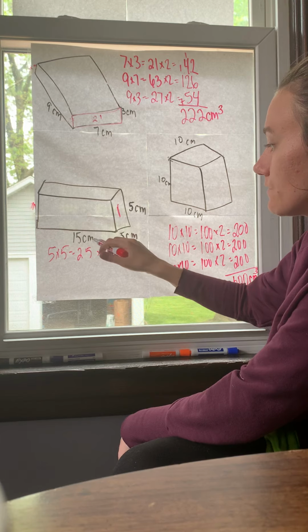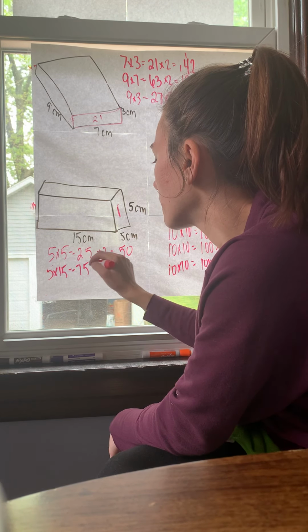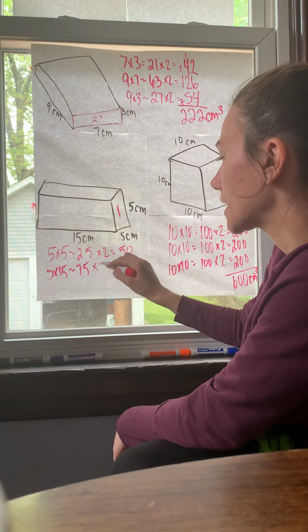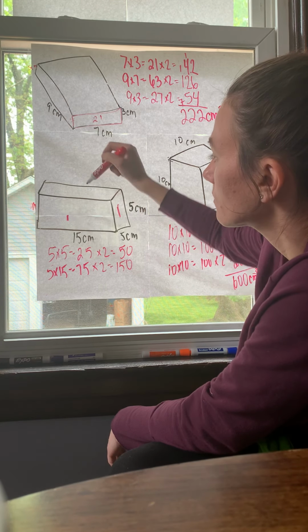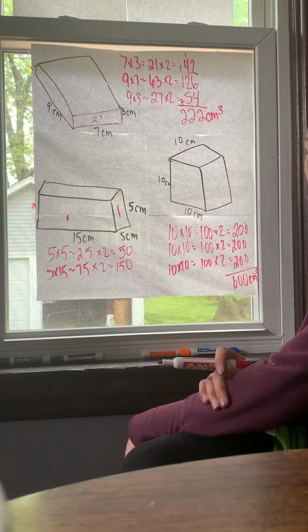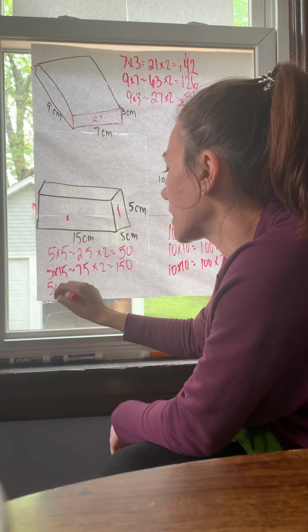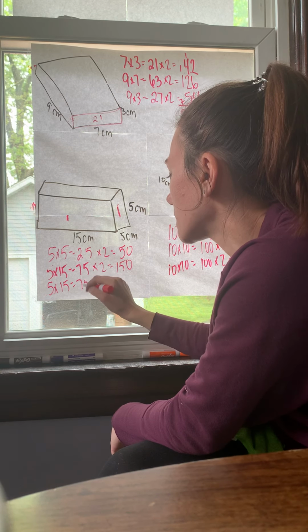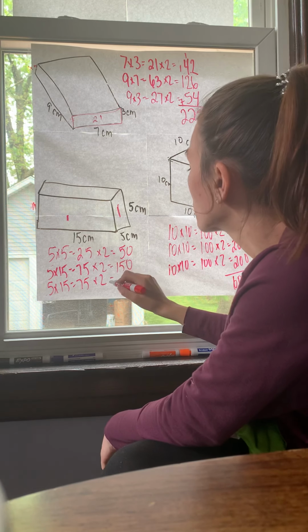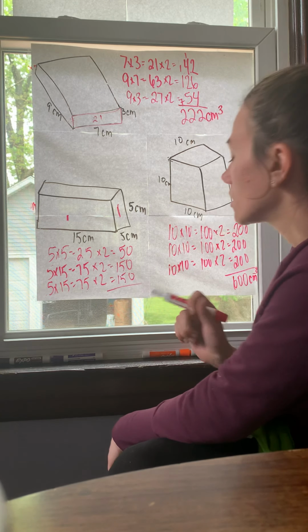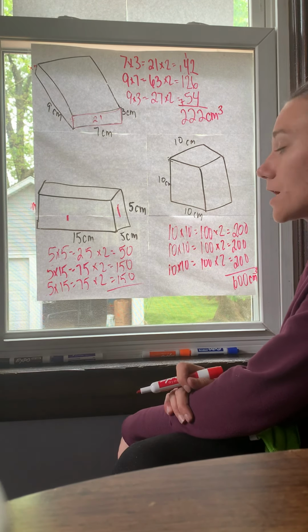5 times 15 equals 75. We're multiplying by 2. That's 150. Because you have it here, but you also have it behind that you can't see. And then you need to do the top. That's also 5 times 15, which equals 75, times 2, because if there's a top, there has to be a bottom, 150. So now, you're going to take all of this and you're going to add it together.